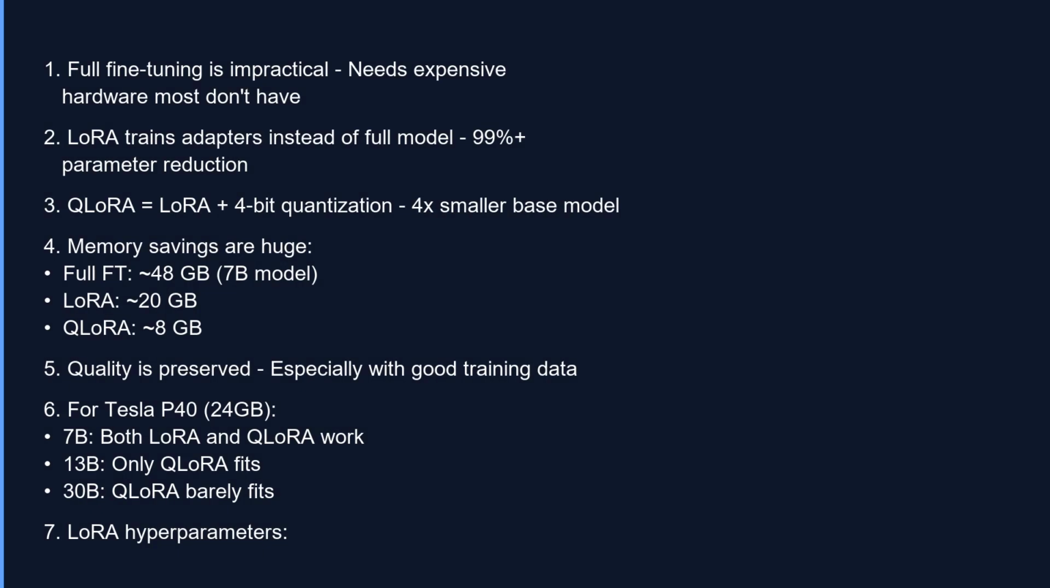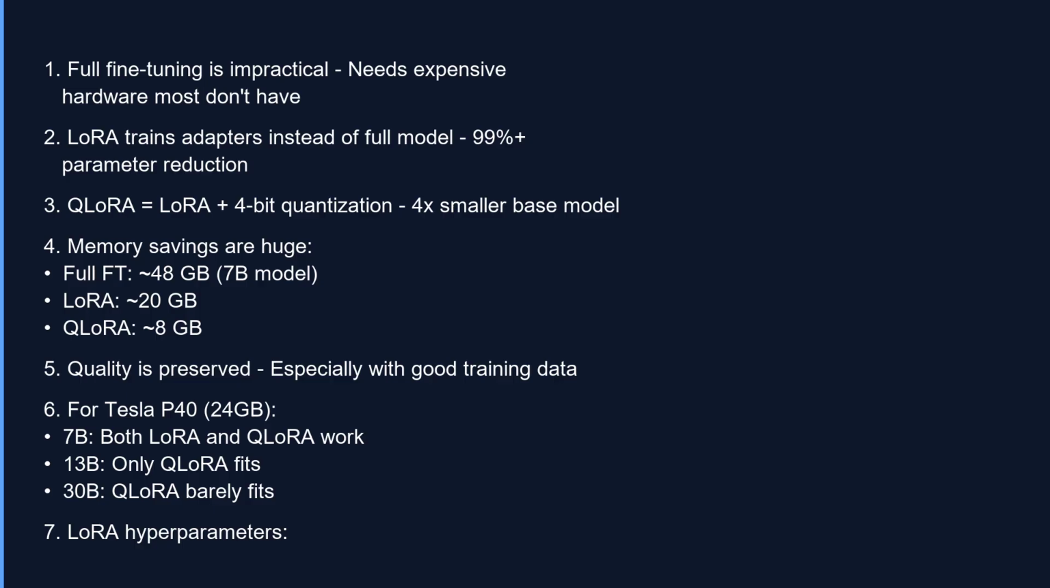1. Full fine-tuning is impractical. It needs expensive hardware most don't have. 2. Low-rank adaptation trains adapters instead of the full model, a 99% plus parameter reduction. 3. Quantized low-rank adaptation adds 4-bit quantization, a 4x smaller base model. 4. Memory savings are huge. Full fine-tuning, 48 GB for a 7B model. Low-rank adaptation, 20 GB. Quantized low-rank adaptation, 8 GB.